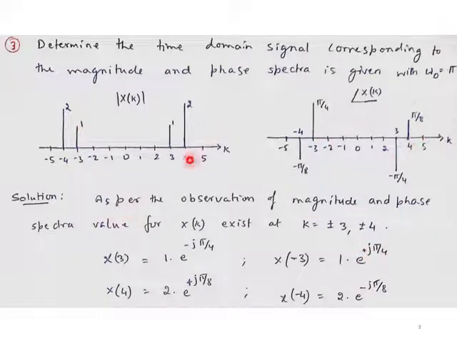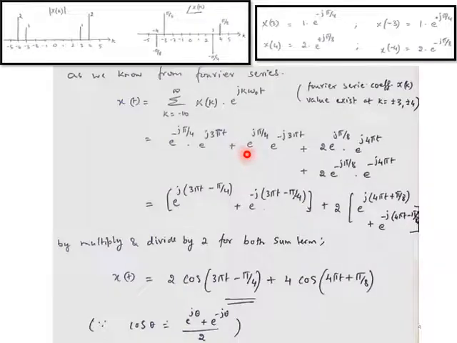What about x at 4? X of 4 will be 2 into e to the power j pi by 8. At minus 4, x of minus 4 will be 2 into e to the power minus j pi by 8. So this is how I can identify the Fourier coefficients. Once the Fourier coefficients are found, then I can calculate the x of t value. So we'll try to understand how to get the time domain signal from the Fourier coefficients.